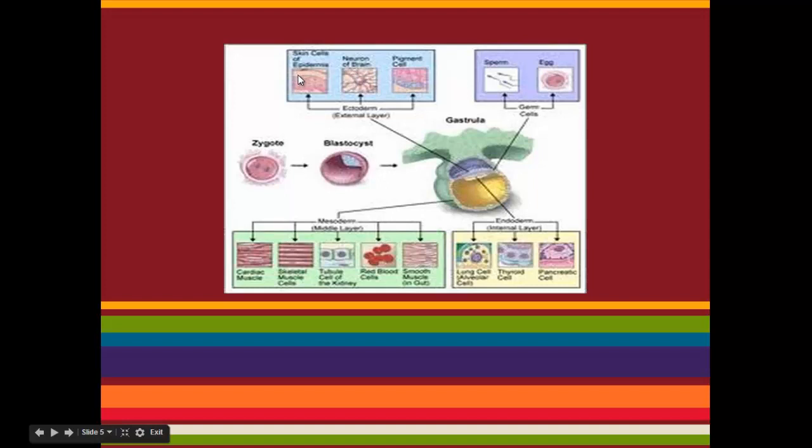It might become part of the epidermis. Something in the endoderm might become a lung cell, a pancreatic cell, a thyroid cell. So what we're seeing here is that the cells are starting to become different from each other. And once a cell ends up in one of the 3 layers, it can only become one of the cells that layer is allowed to become.